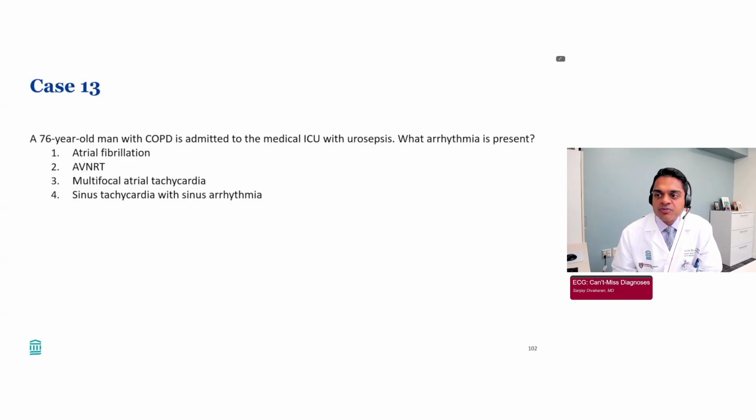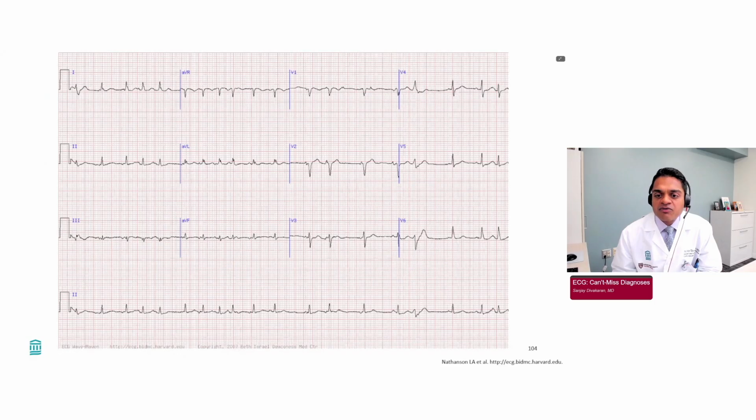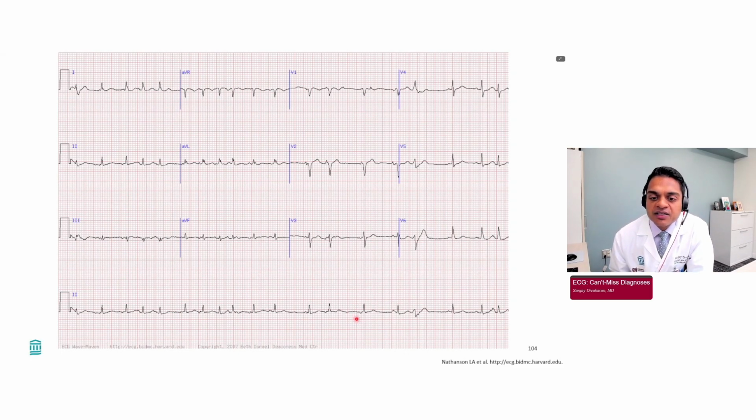Great. So good mix of answers here, but most people got the correct answer, which is MAT. So why is it multifocal atrial tachycardia? Couple of reasons. One, it's not atrial fibrillation because you do see some organized atrial activity. You do see P waves, right? But there are at least three different P wave morphologies. And that is classic for either a wandering atrial pacemaker or multifocal atrial tachycardia.